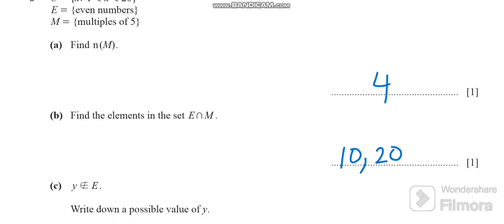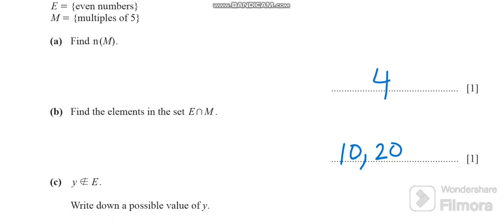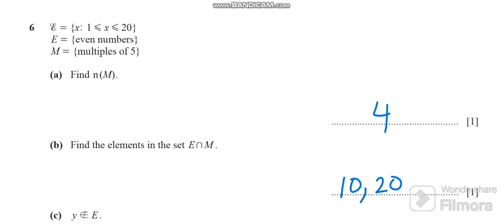Then part B states find the elements in the set E and M. So what are those numbers? Multiples of 5 are 5, 10, 15 and 20. Whereas even numbers which are multiples of 5 are 10 and 20. So the two elements are 10 and 20, which is written over here, and this will be the final answer.